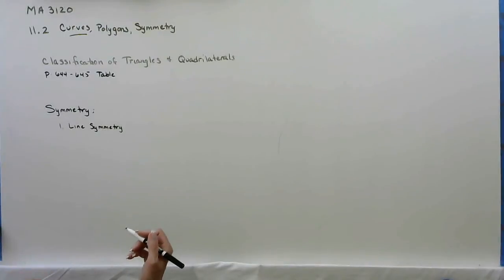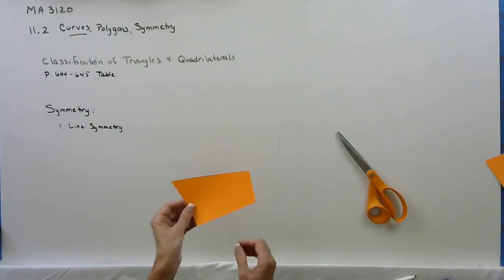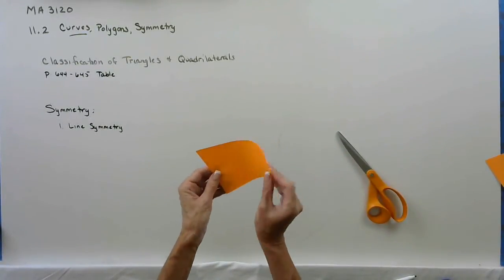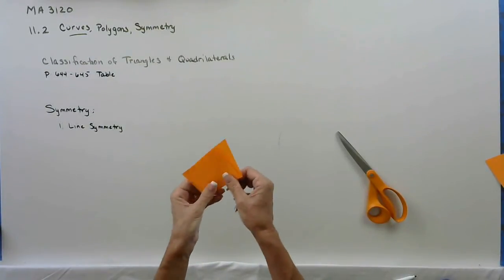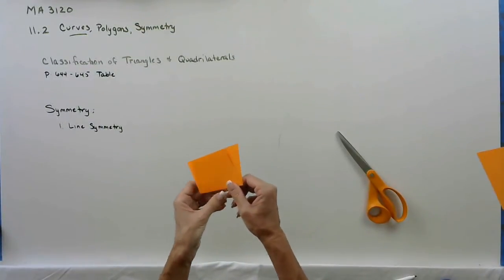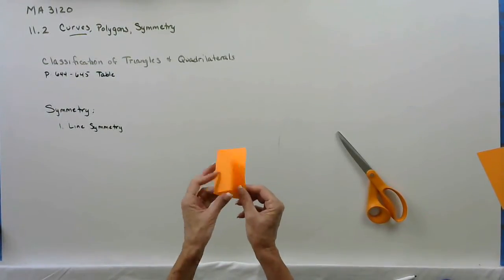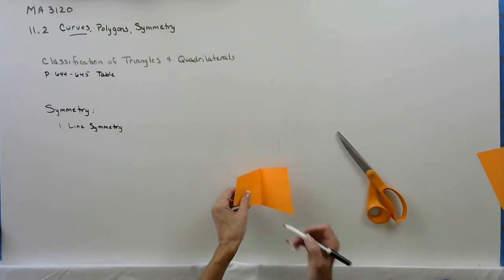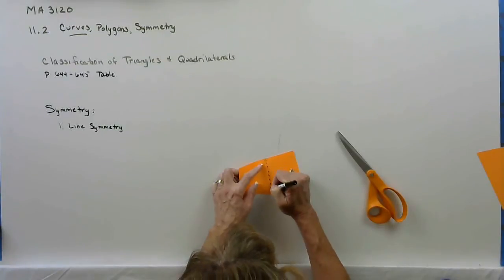So lines of symmetry. You may have, in elementary school, the classic: here's a piece of paper. Oftentimes we teach students, if I want to make a heart for Valentine's Day, or I just want to make a heart, I'm going to fold a piece of paper in half. So I have this line that goes right down the middle of the piece of paper, the fold line.